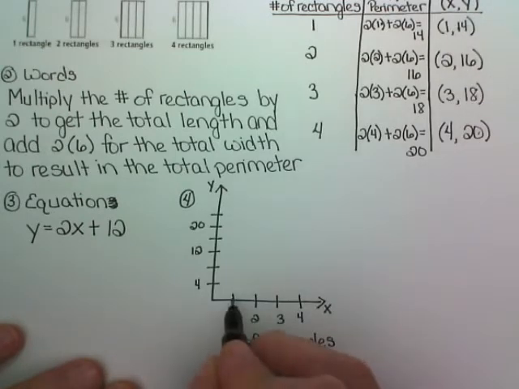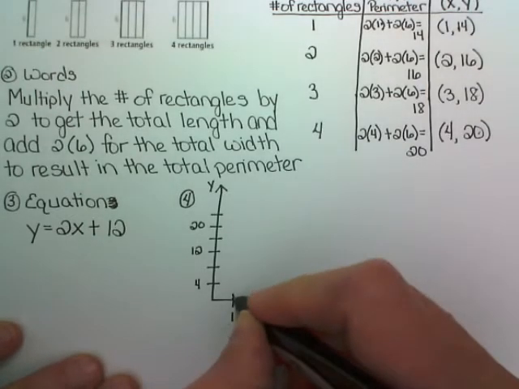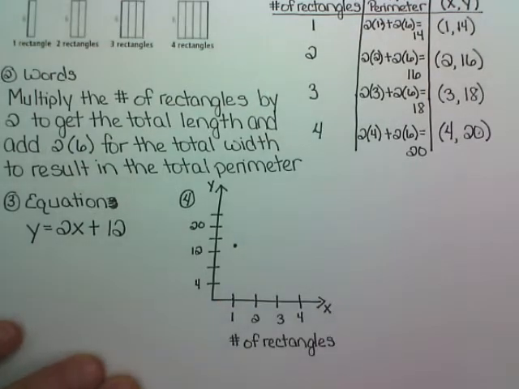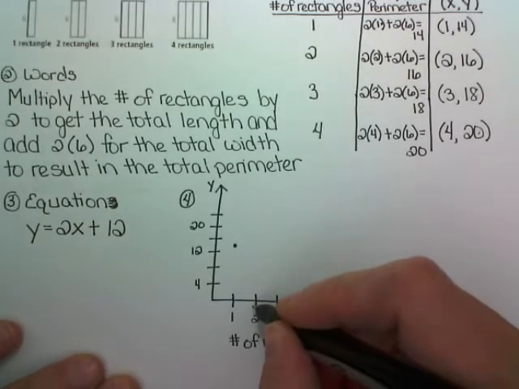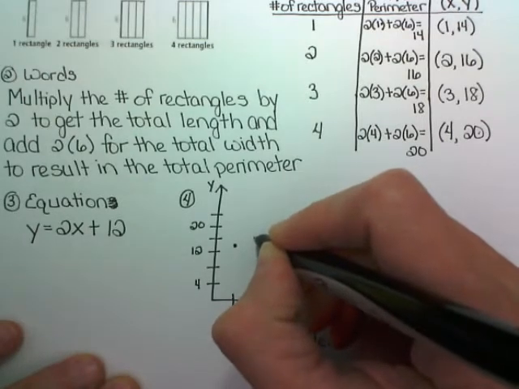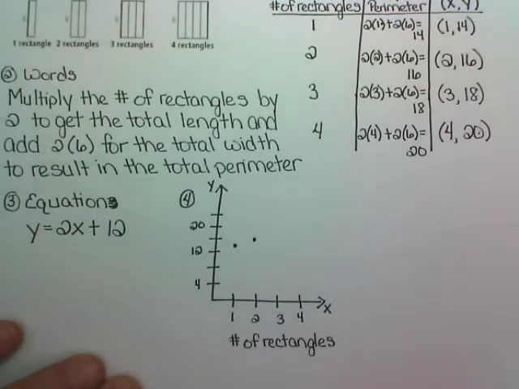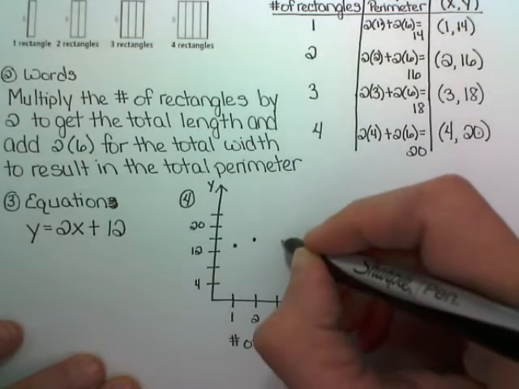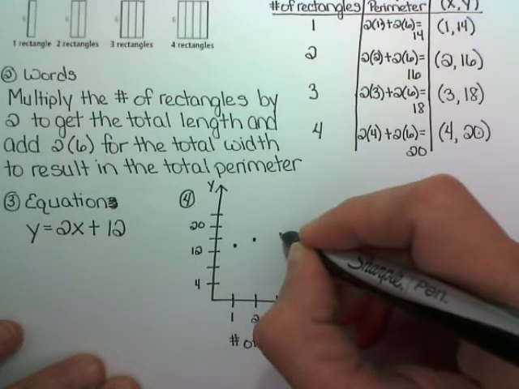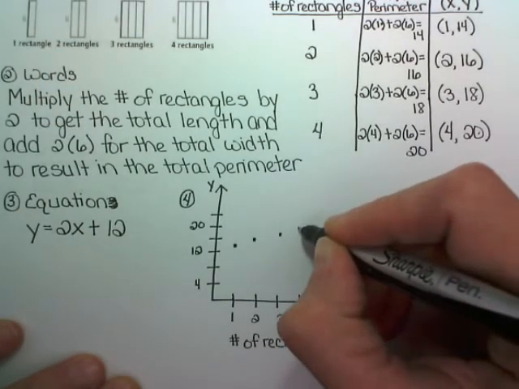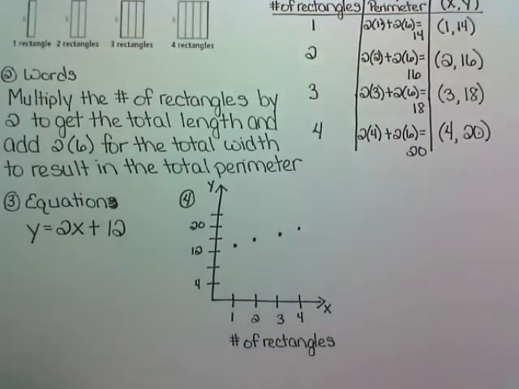So when I have one rectangle, I have a perimeter of 14. Well, there's 12, and there's 16, so 14 would probably be right there somewhere in the middle. When I have two rectangles, it is 16, that's the perimeter, so I'll go up to the 16 mark. 3 rectangles is a perimeter of 18, so not quite to the 20. And then 4 is 20, so I'll go up to the 20 mark. And it is linear. It does appear to form a straight line.